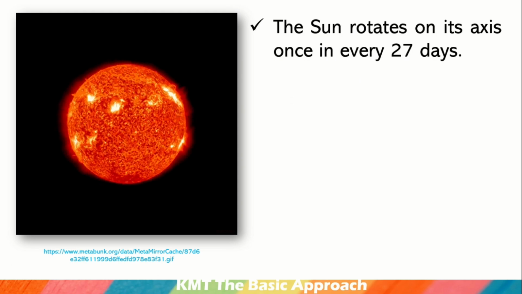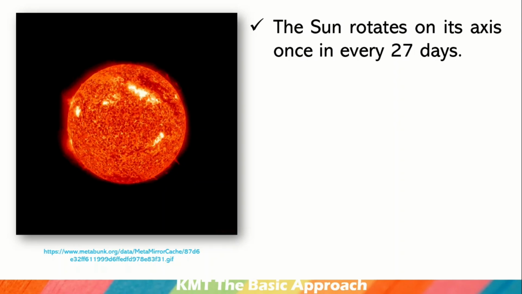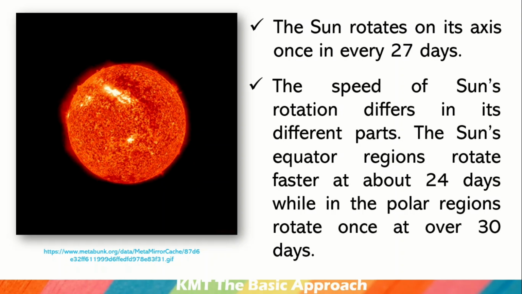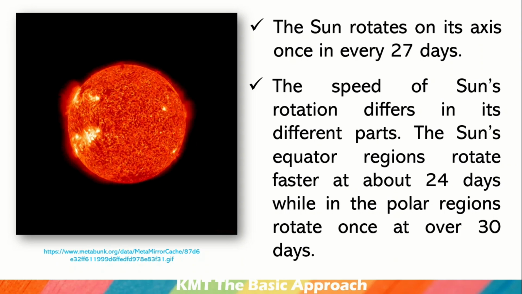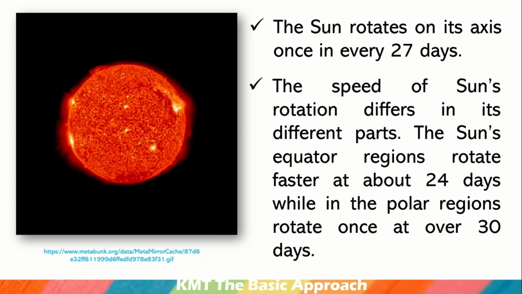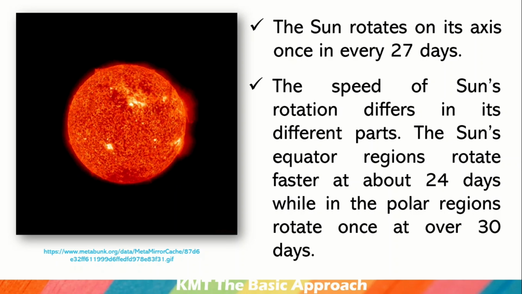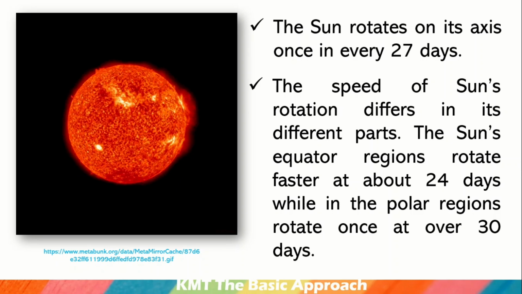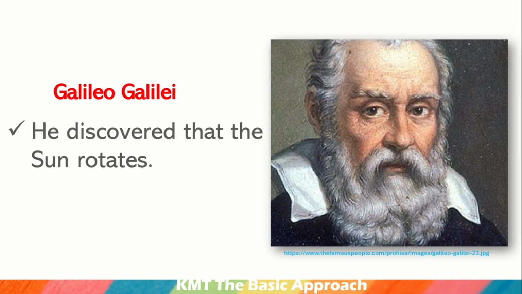The sun rotates on its axis once in every 27 days. The speed of the sun's rotation differs in its different parts. The sun's equator regions rotate faster, at about 24 days, while the polar regions rotate once in over 30 days. He is Galileo Galilei. He discovered that the sun rotates.